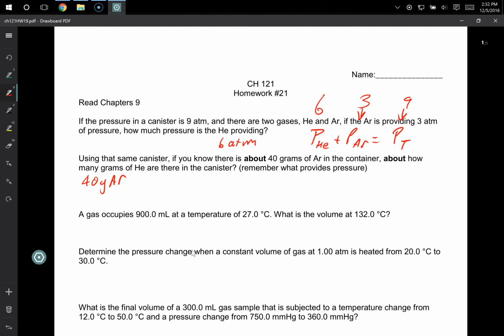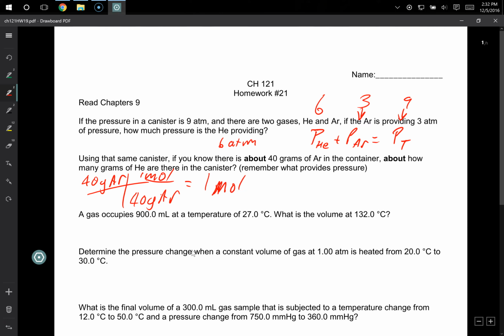Okay, so I have 40 grams of argon, and argon's molar mass is about 40 grams per 1 mole. So how many moles of argon are there? About 1 mole of argon in here. So how many moles of helium are there? That leads you to 2 moles of helium. And for every 1 mole of helium, it's about 4 grams of helium. So 8 grams of helium. So whoever said 8, you're right.